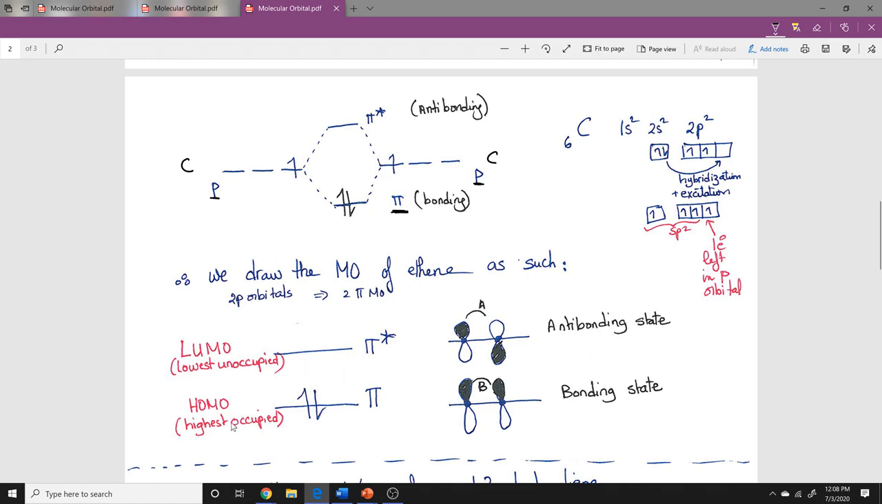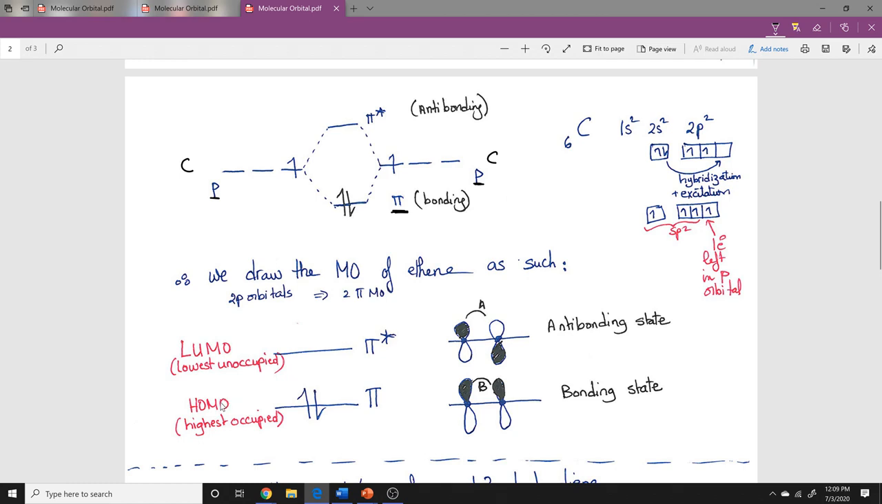So we're going to start by naming the highest molecular orbital that is filled. We're going to name it the highest occupied molecular orbital, HOMO. This is the highest occupied molecular orbital. It's the highest molecular orbital in the example that you are working with that is occupied. And then always above the highest occupied molecular orbital, there is the lowest unoccupied molecular orbital.